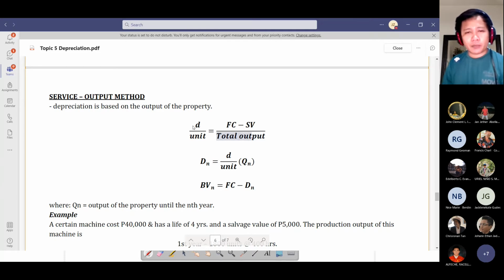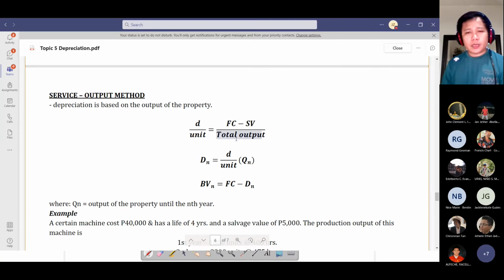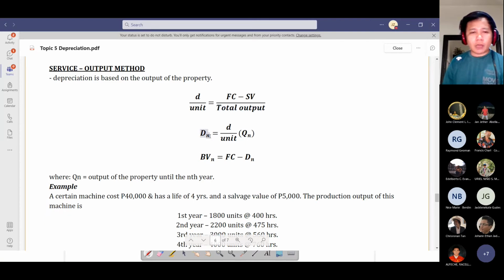So you have to determine first the depreciated amount per output produced by your equipment. Then if you want to know the total depreciated amount, you take depreciation per unit times Qn.